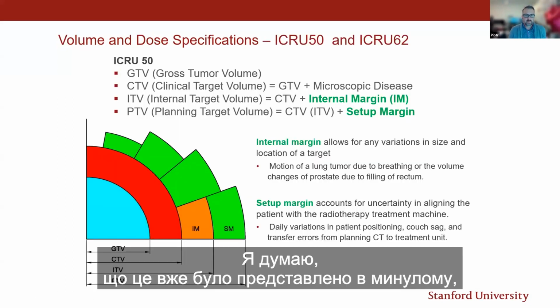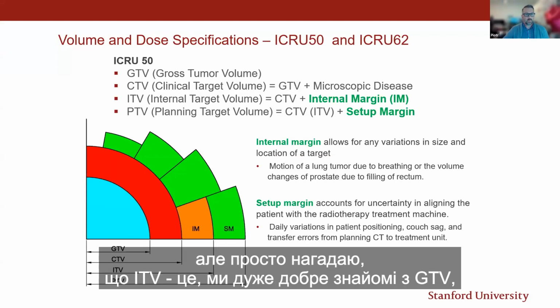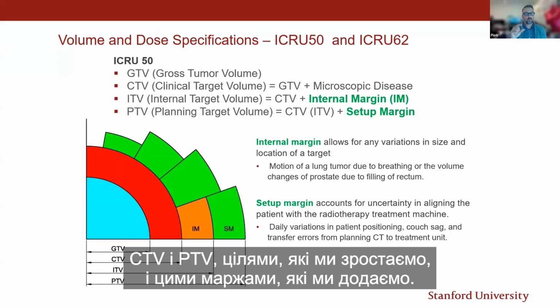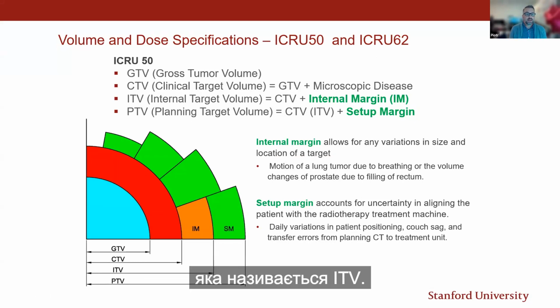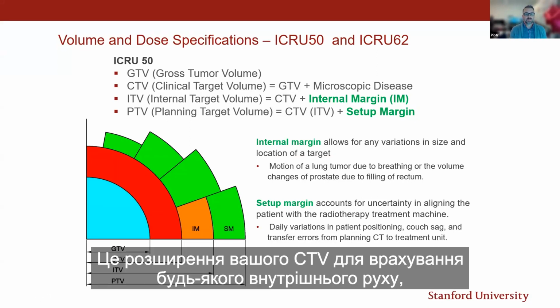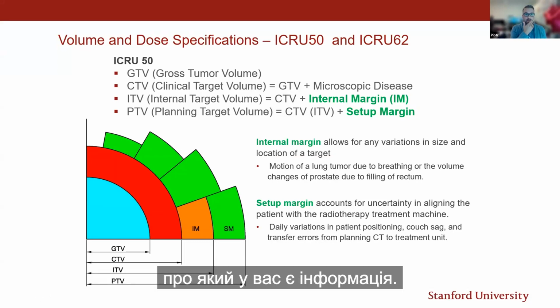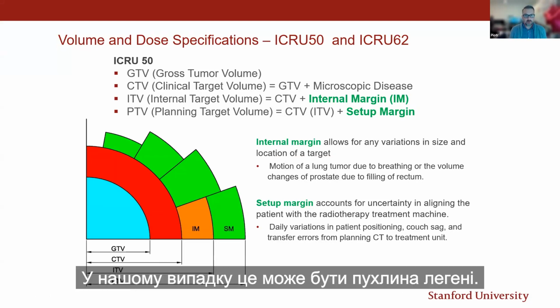So I think this has been presented in the past, but just as a reminder, we're very familiar with the GTV, CTV, and PTV, these kind of targets that we grow and these margins that we add on. So the ICRU recommends basically putting another margin between the GTV and the PTV called an ITV. So this is an expansion on your CTV to account for any internal motion that you have information about. So in our case, this would be the lung tumor moving around.